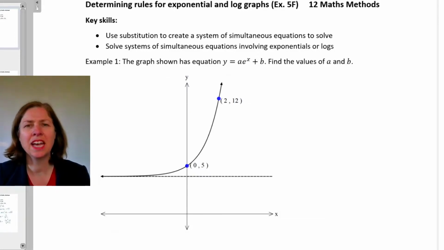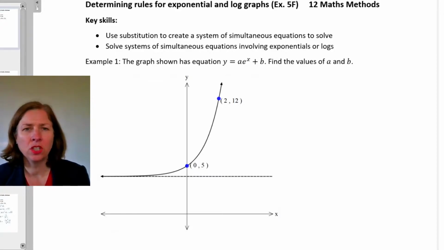Today we're looking at finding rules for exponential and log graphs. So the key skills we're looking at today is we're going to use substitution first of all to create a set of simultaneous equations and solve that. We are going to do it on our CAS calculators.